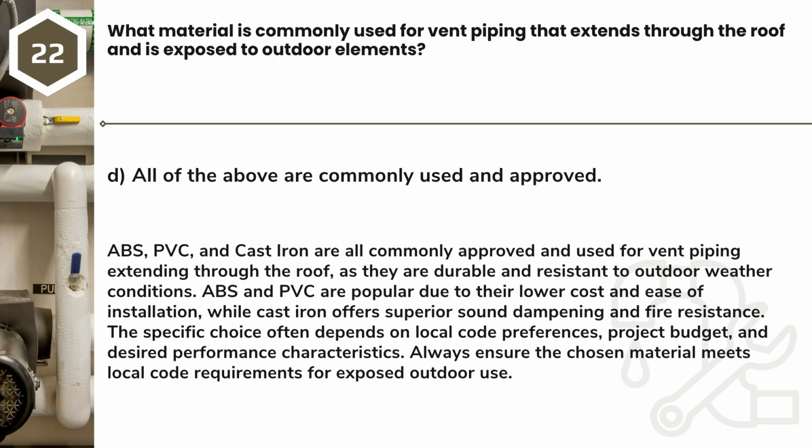Answer: D. All of the above are commonly used and approved. ABS, PVC, and cast iron are all commonly approved and used for vent piping extending through the roof, as they are durable and resistant to outdoor weather conditions. ABS and PVC are popular due to their lower cost and ease of installation, while cast iron offers superior sound dampening and fire resistance. The specific choice often depends on local code preferences, project budget, and desired performance characteristics. Always ensure the chosen material meets local code requirements for exposed outdoor use.